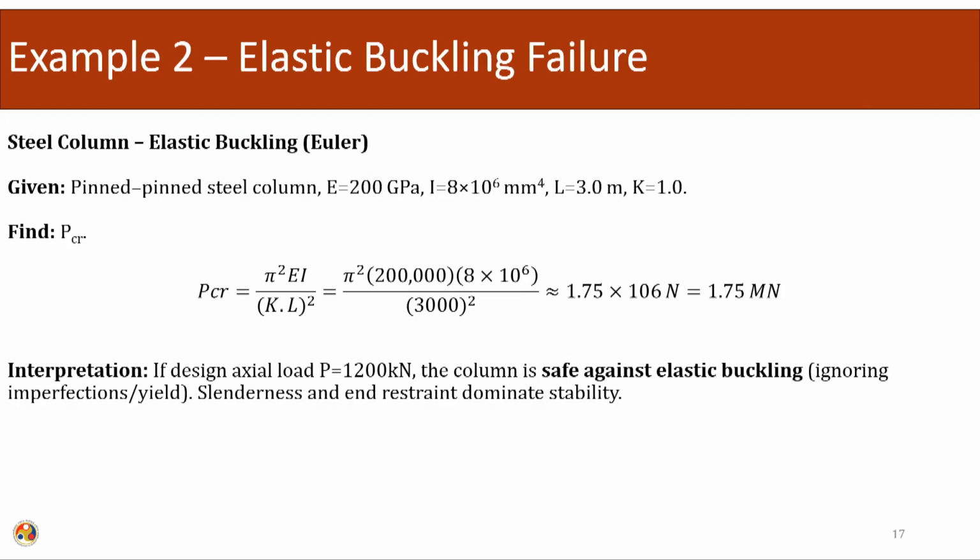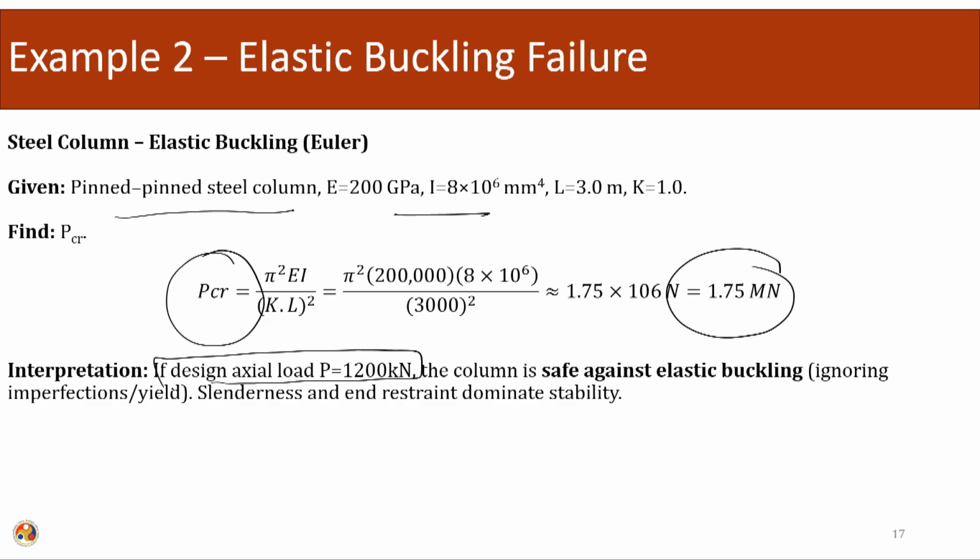Similarly, in this example we are calculating the elastic buckling failure. Given the pin condition of the columns, we are calculating the buckling load carrying capacity of the column. Let us say the design axial load is 1200 kilonewton, and the buckling capacity is 1.7 meganewton. It means that the column is safe against elastic buckling. If a load of 1200 kilonewton is applied, it is not going to buckle, since the buckling capacity is way more than the applied axial load.